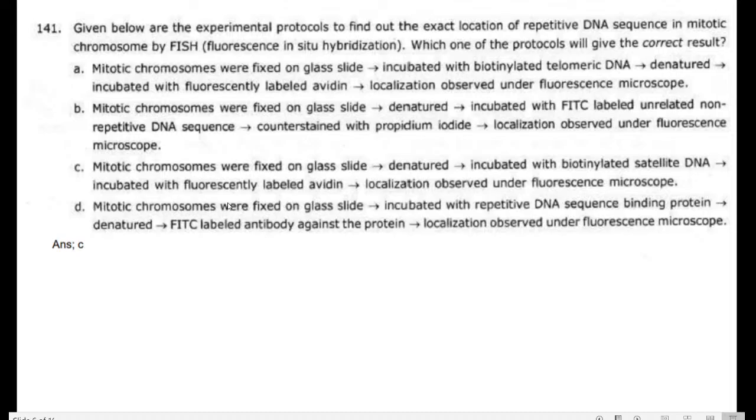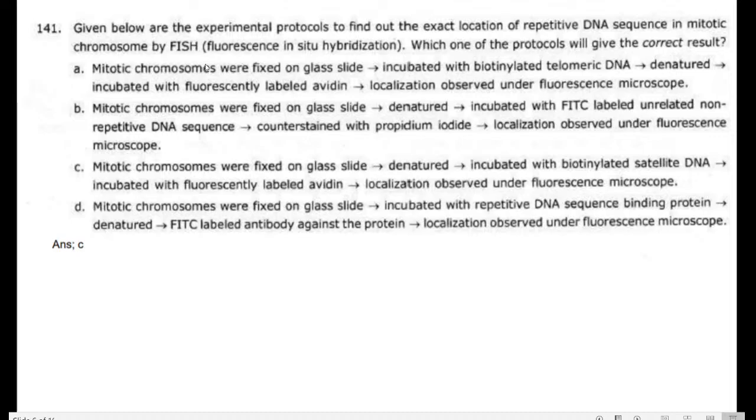Protocol based one, it's the easiest one. The following are experimental protocols to find out the exact location of a repetitive DNA sequence on mitotic chromosomes by FISH, the fluorescence in situ hybridization method. Which of the protocols given below is the correct one?